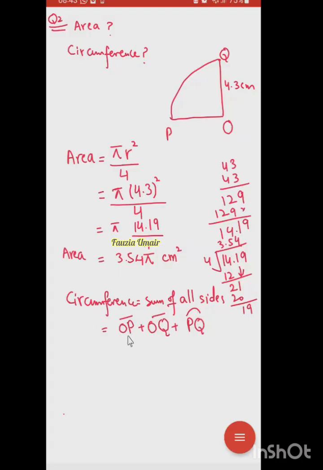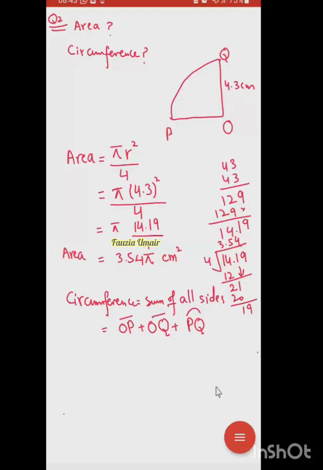So this is how we denote these in maths. For lines we use a straight line on the top, and for the curve we use this curve on the top. So now I know what is OP, right? 4.3. I know what is OQ. It is also 4.3. But what is PQ? It's a curve.